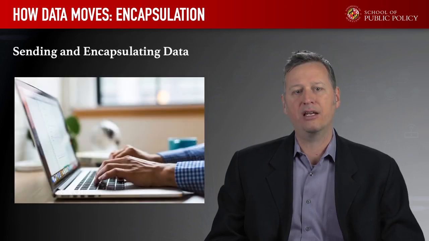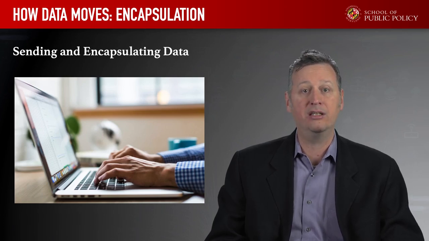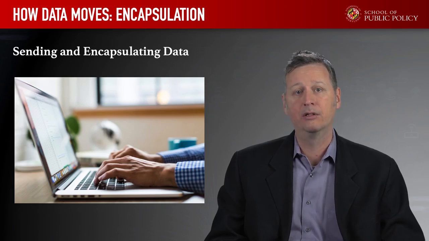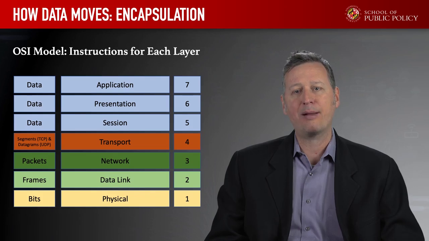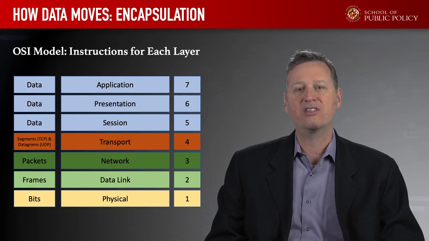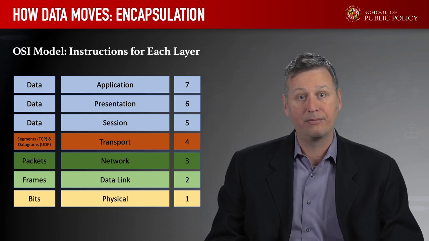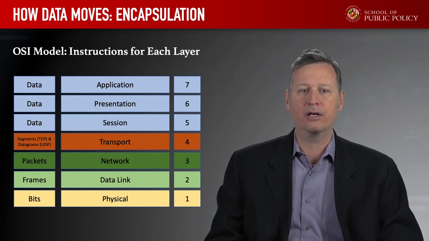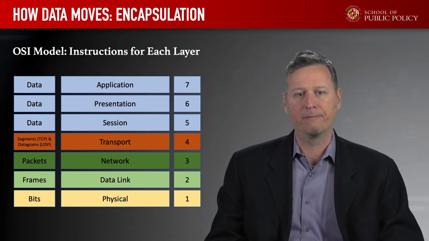If I want to send and encapsulate data, so I'm actually using a laptop and I'm writing an email and I want to hit send on that email, I need to encapsulate those instructions in some sort of structure. And so the OSI model has 7 different layers. And remember, those layers form the stack. So we're going to start up at the very top here at the application layer.